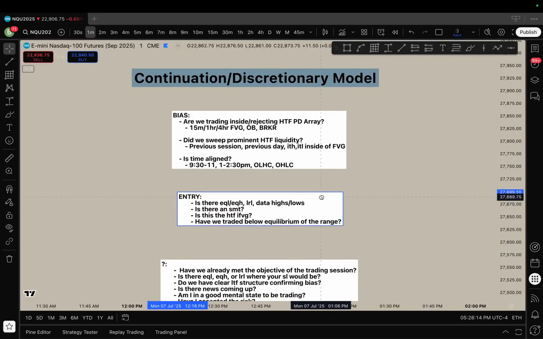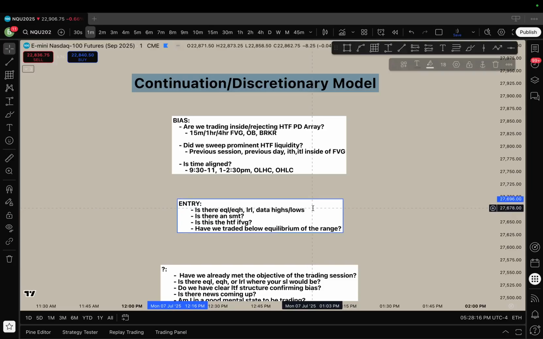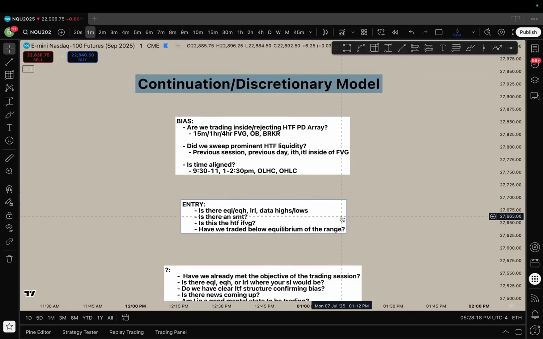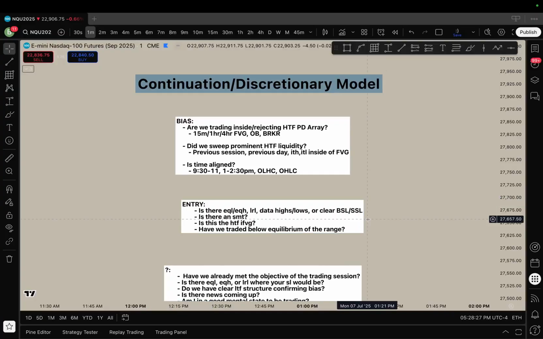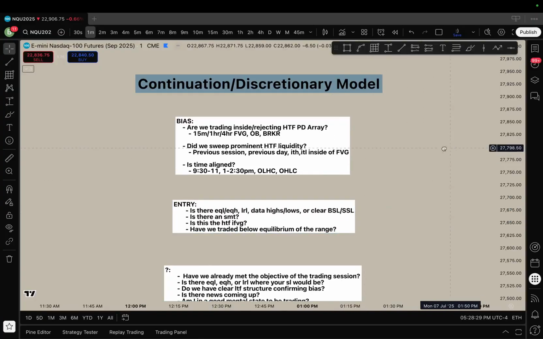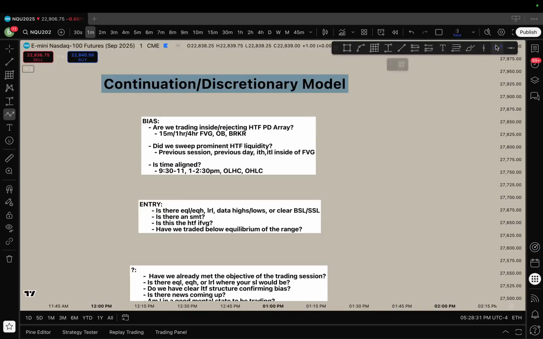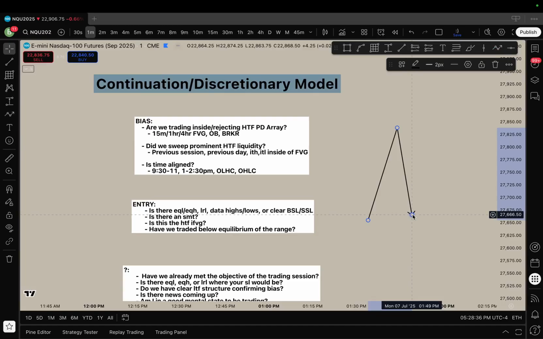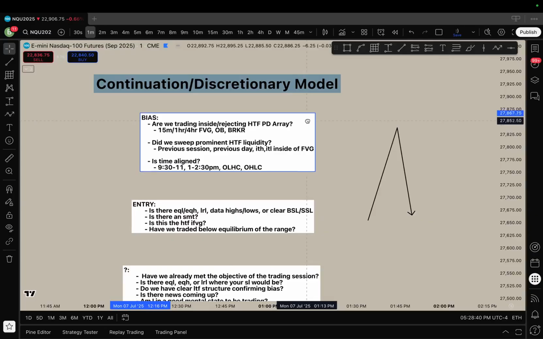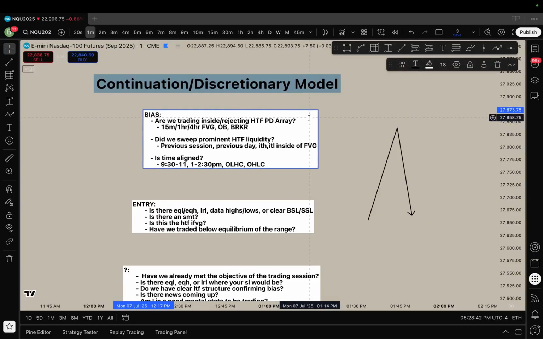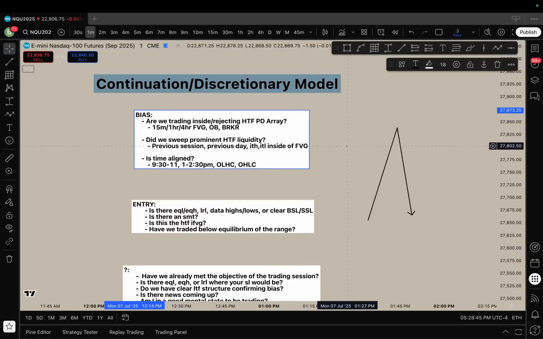Now, for your entries, okay, is there equal lows, equal highs, low resistance liquidity, or data highs and data lows? Or I should just put, or clear buy side, sell side, okay? Now, is there equal highs and equal lows, right? So you want to be seeing if there's like a good target, right? So good targets look like previous, like prominent higher time frame liquidity, right? So this is your higher time frame liquidity, and we could be rejecting prominent higher time frame liquidity, but we also want to be targeting that higher time frame liquidity as well, okay?